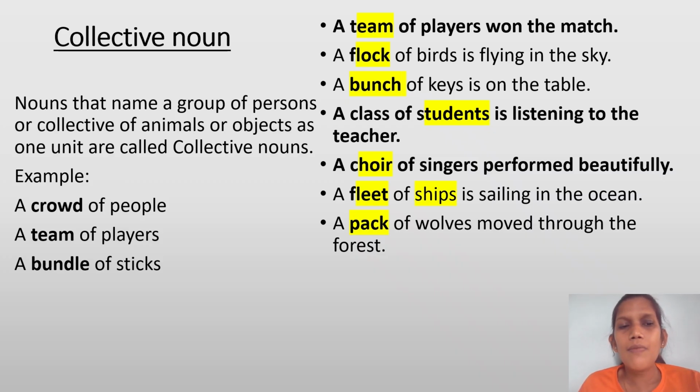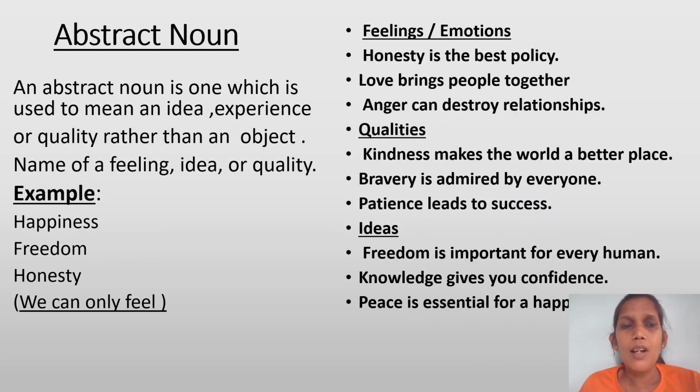Okay, very simple. A team of players won the match. Collective noun, a group of persons. A group of players is known as a team of players, right? A group of birds is flying in the sky. So a group of birds is known as a flock of birds. A bunch of keys is on the table. A class of students is listening to the teacher. Any doubt? Okay, so let's proceed.